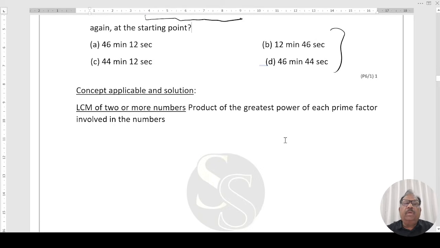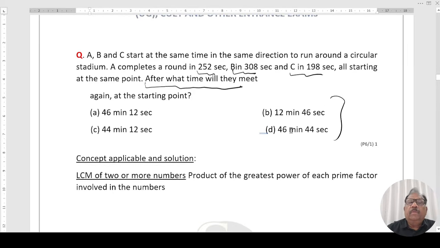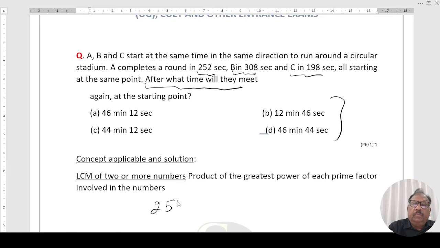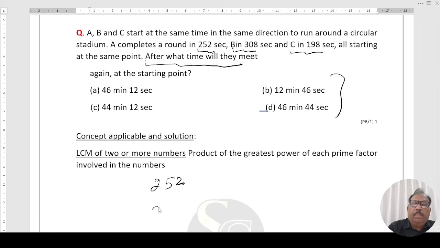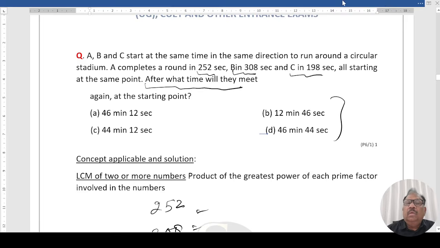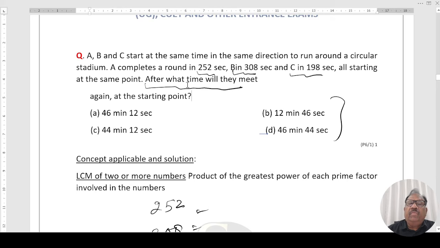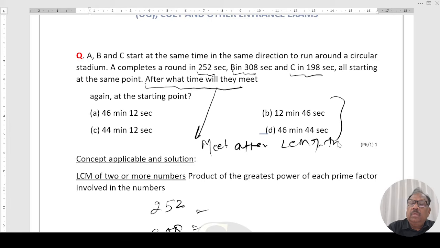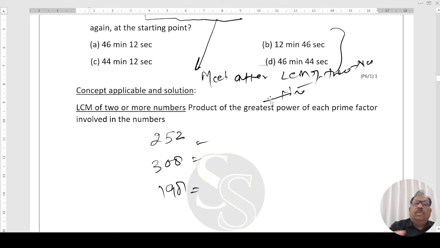Right? Concept applicable. Now there are three numbers, 252, 308 and 198. We have to find after what time they will meet. They will meet after LCM of three numbers. जो भी टाइम होगा, LCM of three numbers. तो LCM में क्या होता है? Product of the greatest power of each prime factor involved in the numbers.